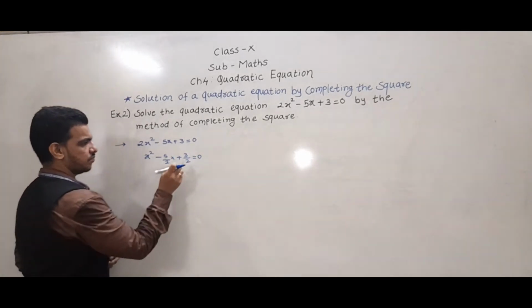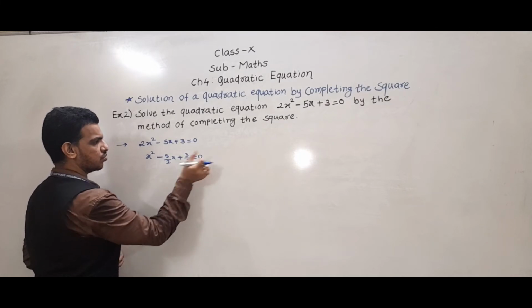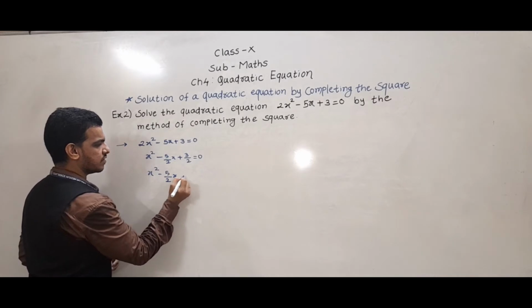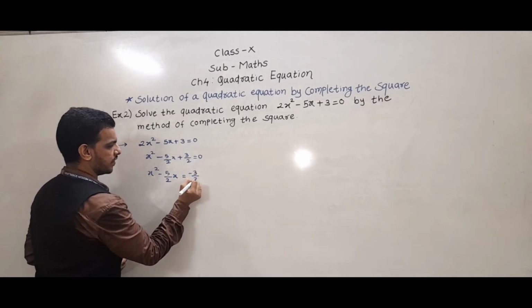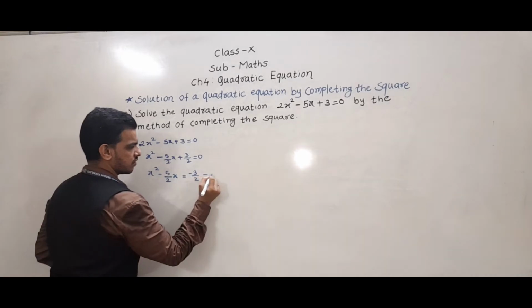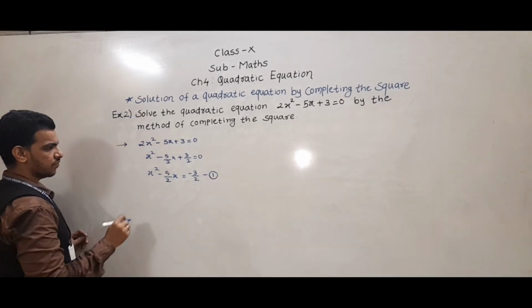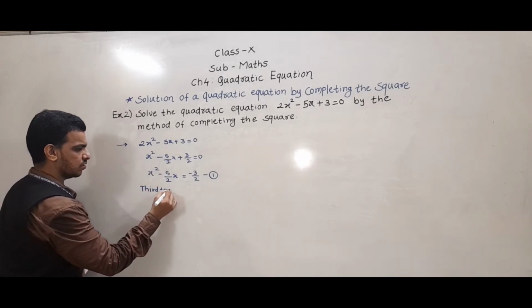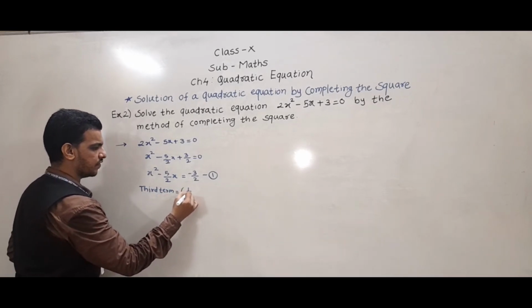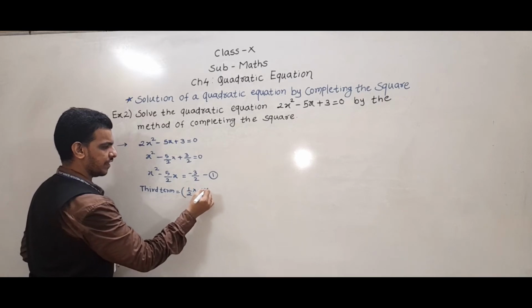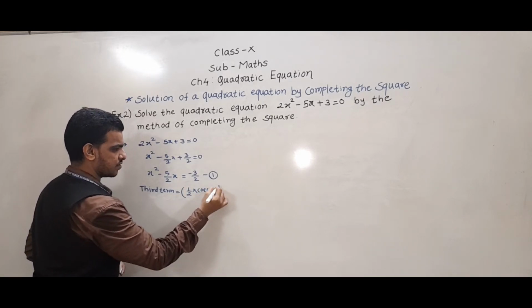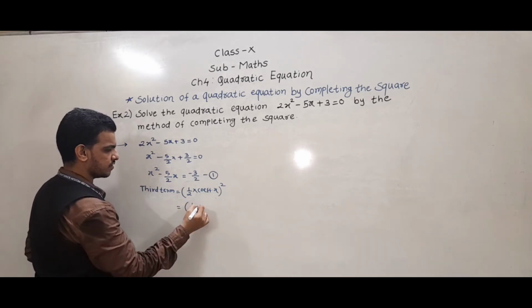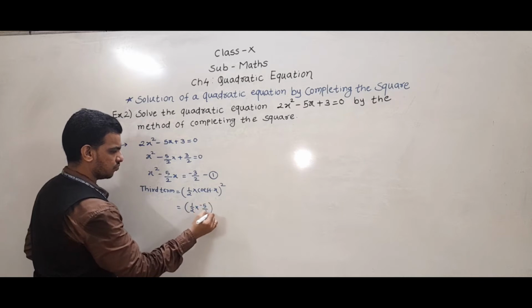Okay. Next step, we have to shift this constant term to the RHS. So x square minus 5 by 2x is equal to minus 3 by 2. Give this equation as equation number 1. Then we have to find the third term. So the third term is equal to half into the coefficient of x, bracket square. So half into the coefficient of x, that is minus 5 by 2, bracket square.